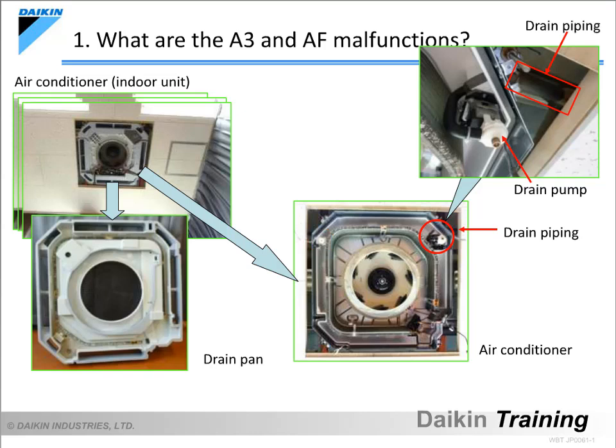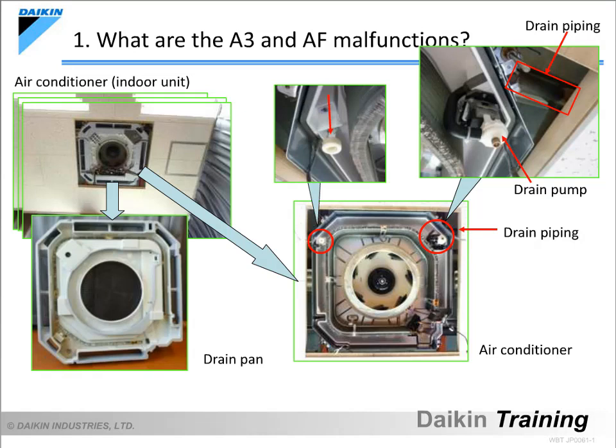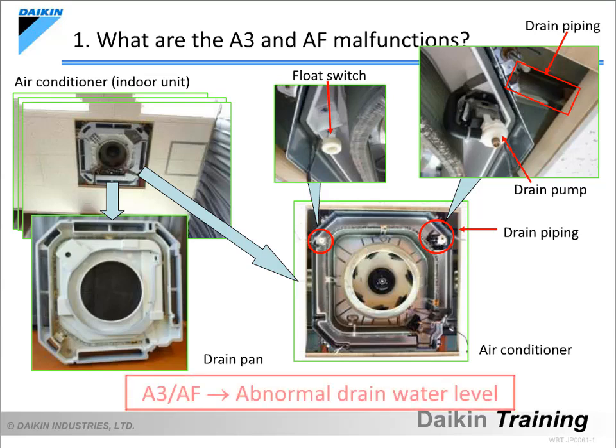Indoor units with built-in drain pumps are equipped with a float switch that functions as a safety mechanism in case the drain pump malfunctions or the drain water level rises to an abnormal level. As per the name, the float switch is a device that floats in water and has a contact attached to it. If too much water accumulates in the drain pan, the float rises along with the water level, triggering an electric contact at the predefined abnormal level. The A3 and AF codes are displayed when the abnormal water level is detected by the float switch.